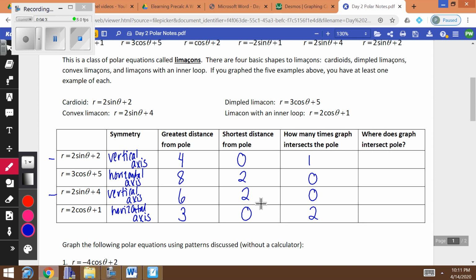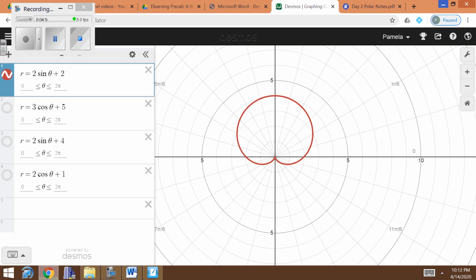So our biggest distance from the pole is 4 units away. Shortest distance from the pole, again, if you think about the smallest value of the sine that's possible, that would be -1. So 2 times -1 would be negative 2. Negative 2 plus 2 gives us 0. That's our shortest distance from the pole. So that means that it actually does intersect the pole, and you can see from our graph that it does intersect the pole.